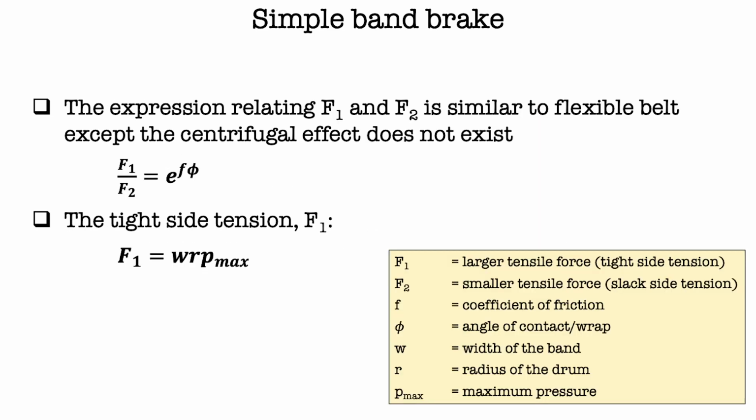The expression of F1 and F2 is similar to the flexible belt, except the centrifugal force does not exist. Let's recall the equation of flexible belt. By cancelling out the Fc, then we get the equation for band brake. And the tight side tension, F1, equals W R Pmax, where W is the width of the band, R is the radius of the drum, and Pmax is the maximum pressure. Both of these equations can be used for simple band brake and differential band brake as well.